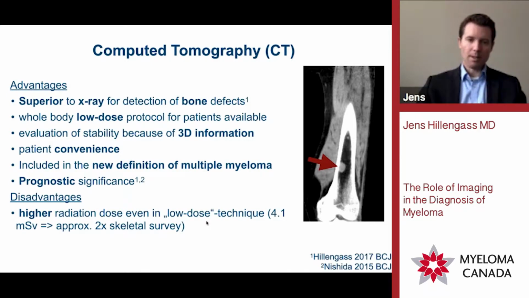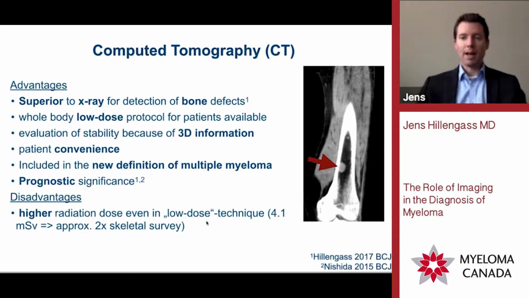A disadvantage, as I mentioned, is a higher radiation dose, and with those low dose techniques we found that it's about 2 times the skeletal survey. With the right scanner, it doesn't have to be a very fancy new one, the right sequence in a computed tomography scanner will give us about double the radiation dose, but in my experience, and this is really true, we don't need as many examinations as we have done before.